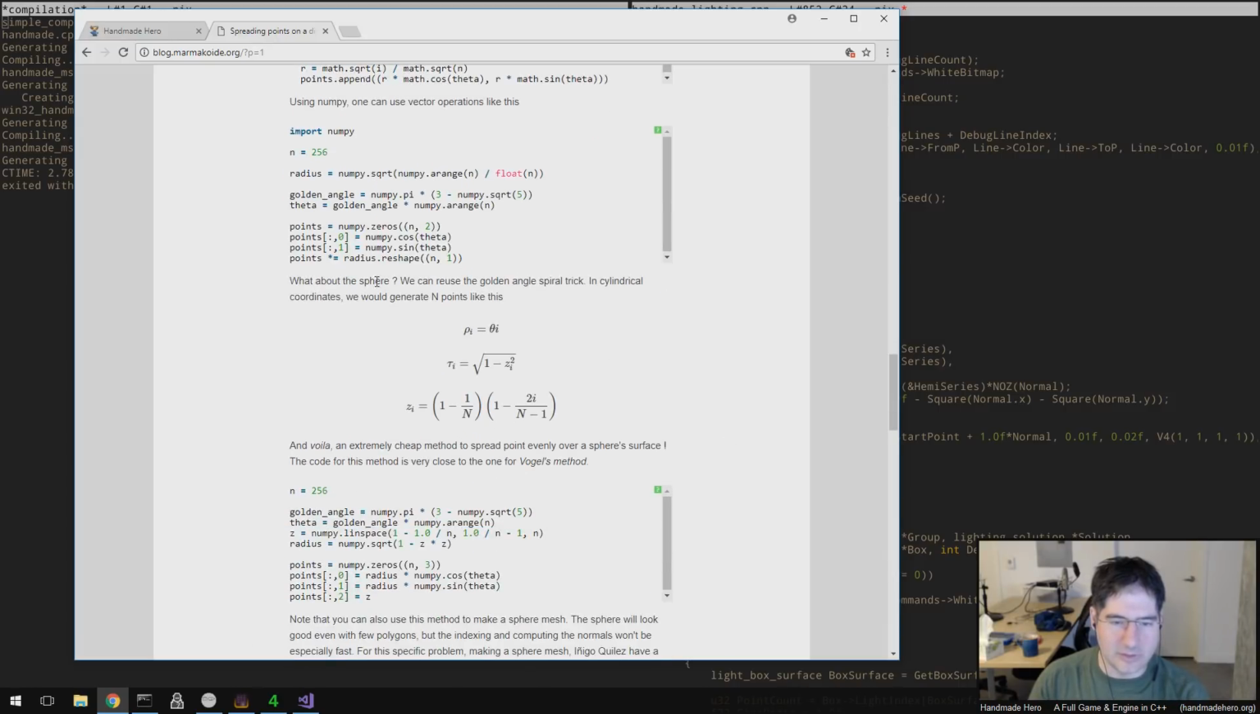And then the question is, well, what do we do if we want to do these on a sphere? And they're basically saying, well, it's not really all that difficult to do. They use cylindrical coordinates, right, which is basically the same as polar coordinates, but then with a height.